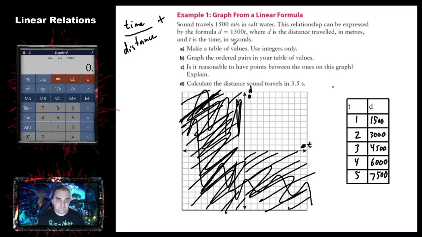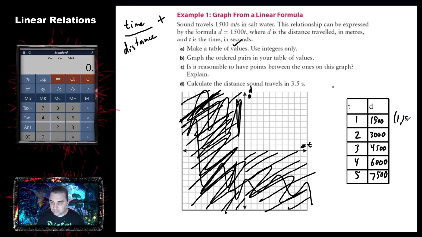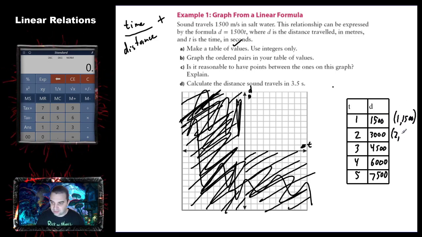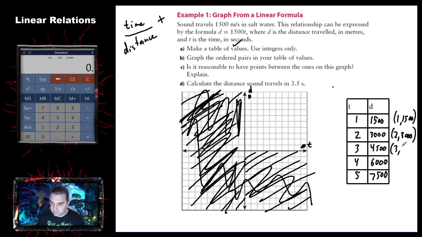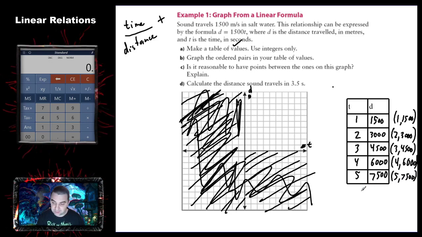To graph, we need to make ordered pairs. So we have ordered pairs here where we just take the x value or the t value and the y value or the d value in this case and create a point out of each of these ordered pairs that we're making. So I'll just quickly write that in. After we finish this, we can start to look at our graph and find where those points would be located.